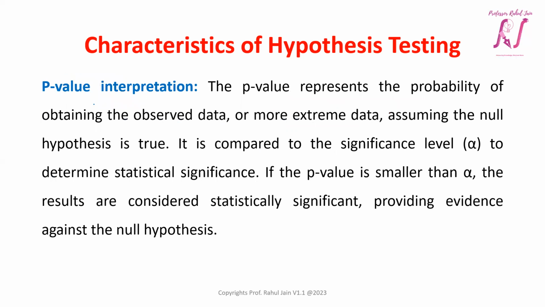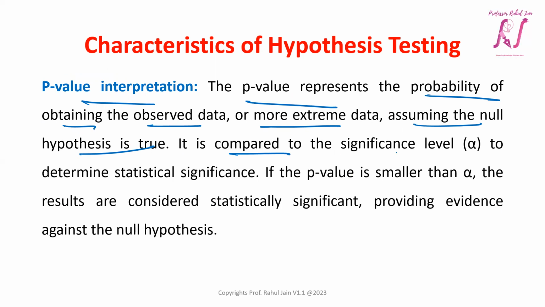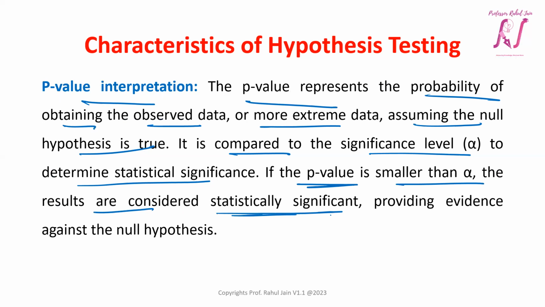P-value interpretation. The p-value represents the probability of obtaining the observed data or more extreme data, assuming the null hypothesis is true. It is compared to the significance level alpha to determine statistical significance. If the p-value is smaller than alpha, it means the probability of the observed data is smaller than the significance level, so the results are considered statistically significant, which provides evidence against the null hypothesis.